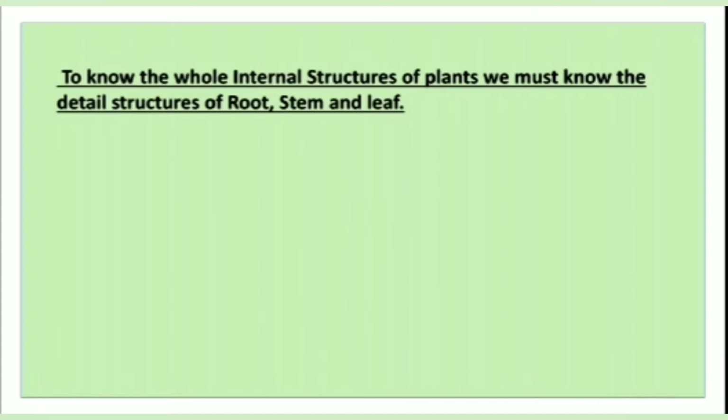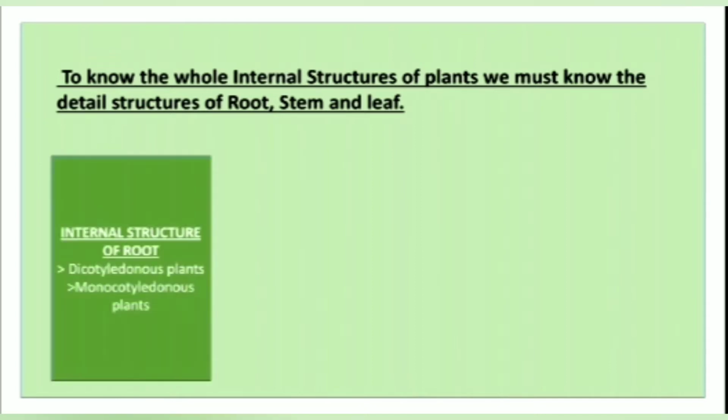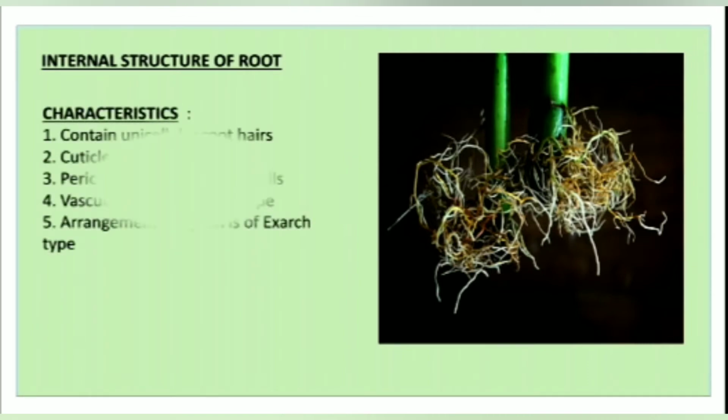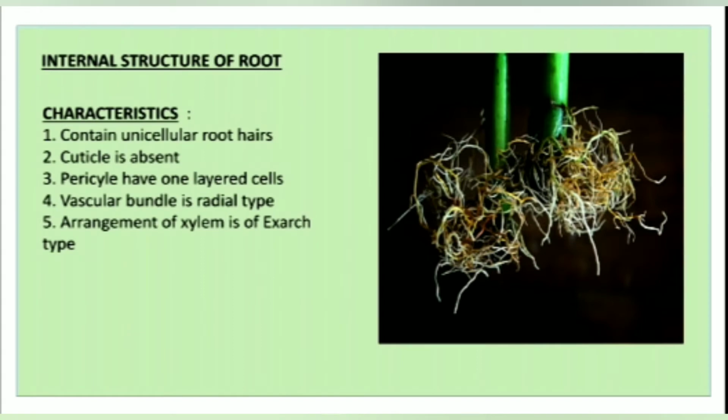To know the whole internal structure of plants, we must know the detailed structures of root, stem and leaf. Internal structure of root. These have some characteristics. These contain unicellular root hairs. The cuticle is absent here. The pericycle has one-layered cells. The vascular bundle is radial type and the arrangement of xylem is exarch type.